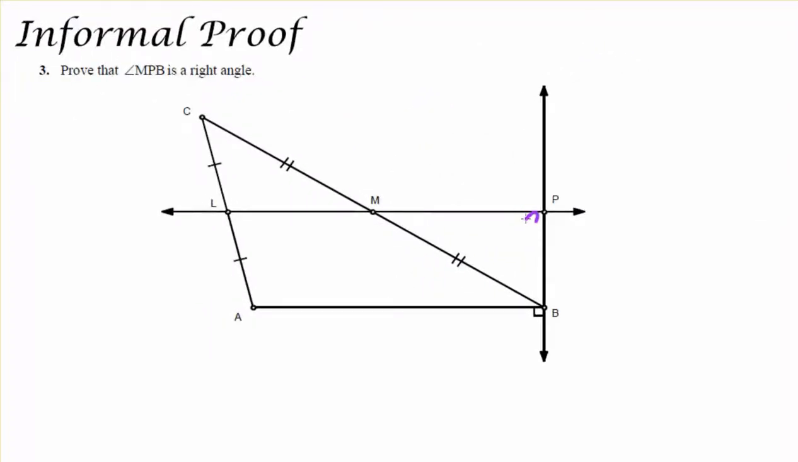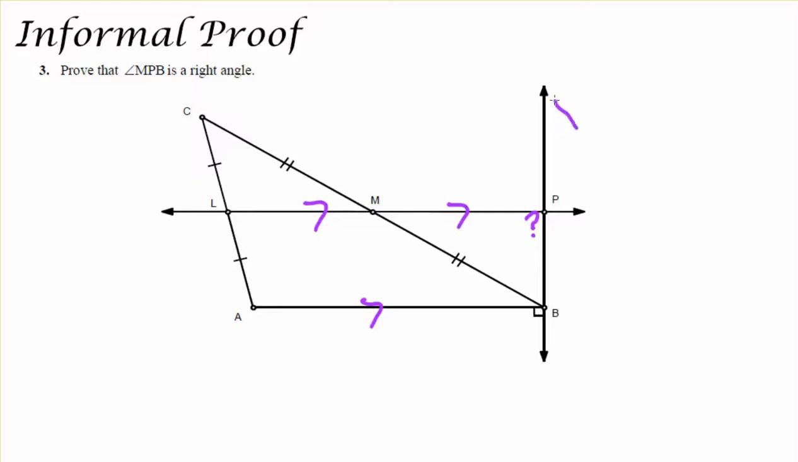Now let's apply some of these principles to perhaps do an informal proof where I have to find the measure of angle MPB. In particular, I'm wondering if it is a right angle triangle. Now, because I know this line has bisected two of those sides, it would lead me to believe that the line LP is parallel to AB.